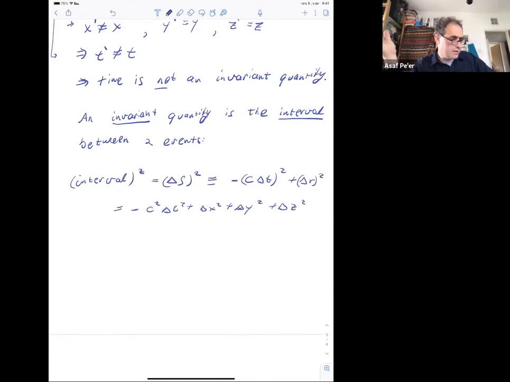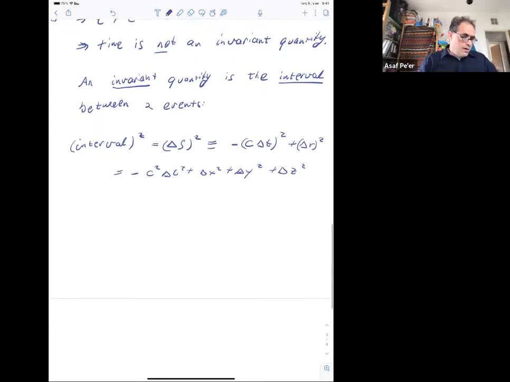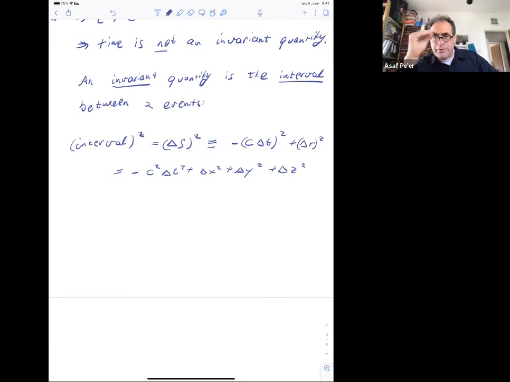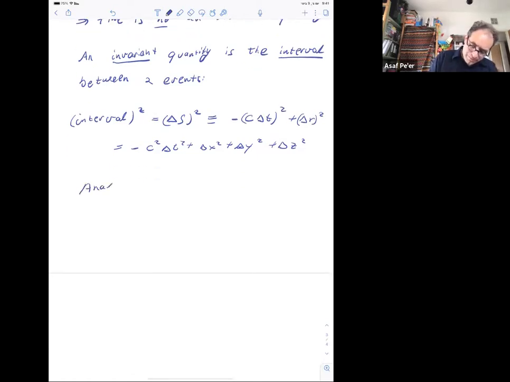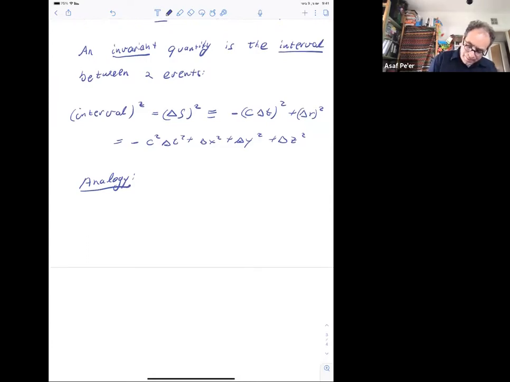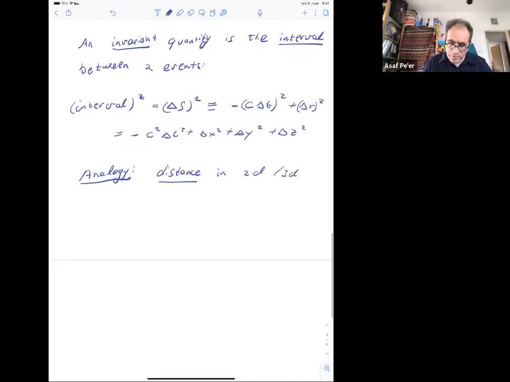Okay, that's clear? Now, there is a very close analogy between this concept of an interval and the concept of a distance, which you're familiar with from Euclidean geometry, sorry, not mechanics, right? So the analogy is the concept of the distance in 2D or 3D or ND, doesn't matter, Euclidean space.